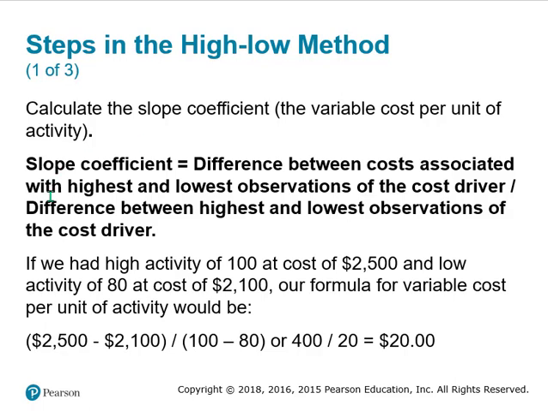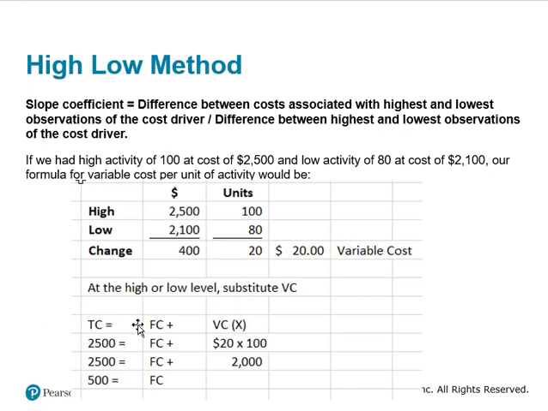So the slope coefficient is the difference between costs associated with the highest and lowest observations. In our example, we've got a high activity of 100 at a cost of 2,500 and a low activity of 80 at a cost of 2,100. Now this is how they do it. I want you to look at one other way here. We could put a little chart together with dollars and units. Put dollars first, so that's DU, and then high and low, and then the change in the account.